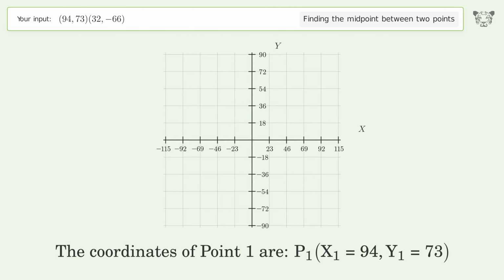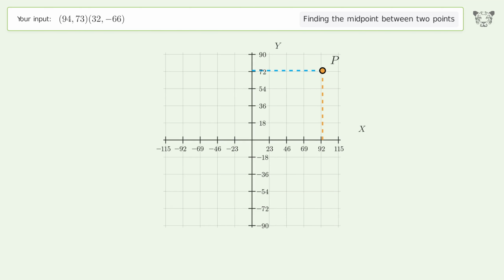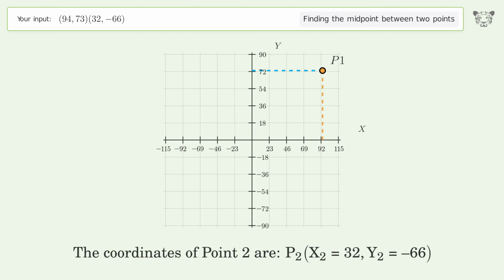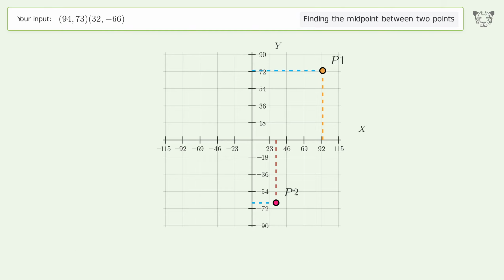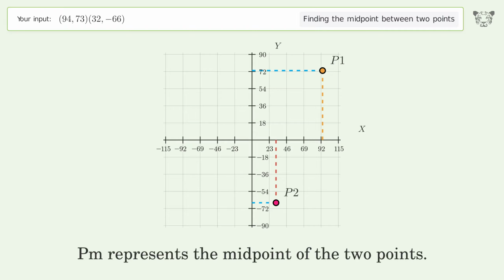The coordinates of point 1 are x1 equals 94, y1 equals 73. The coordinates of point 2 are x2 equals 32, y2 equals negative 66. PM represents the midpoint of the 2 points.